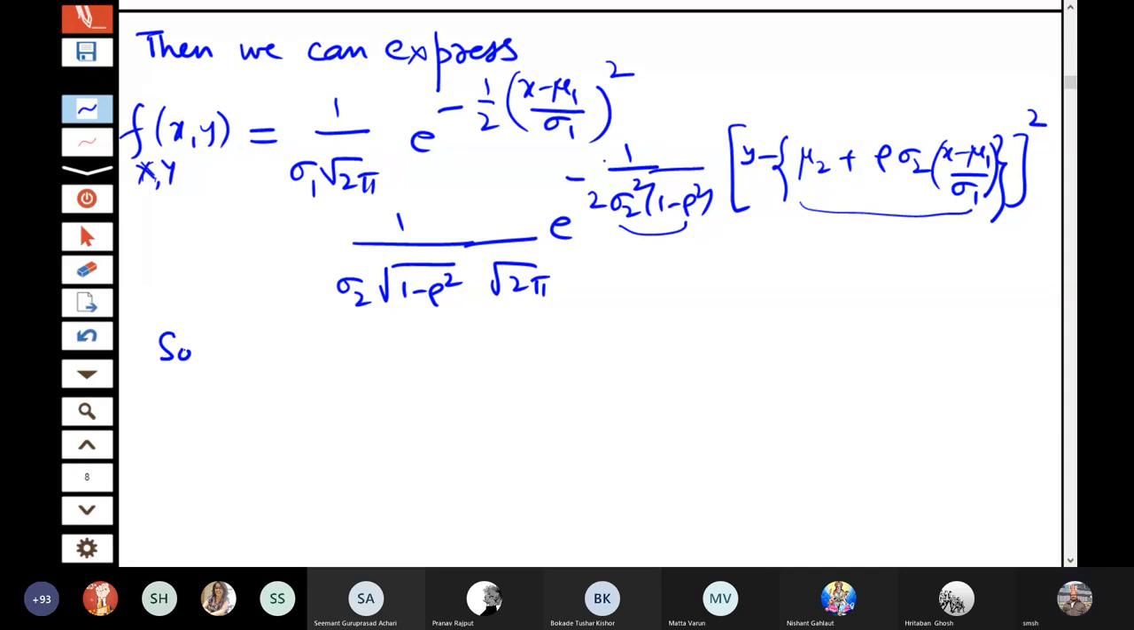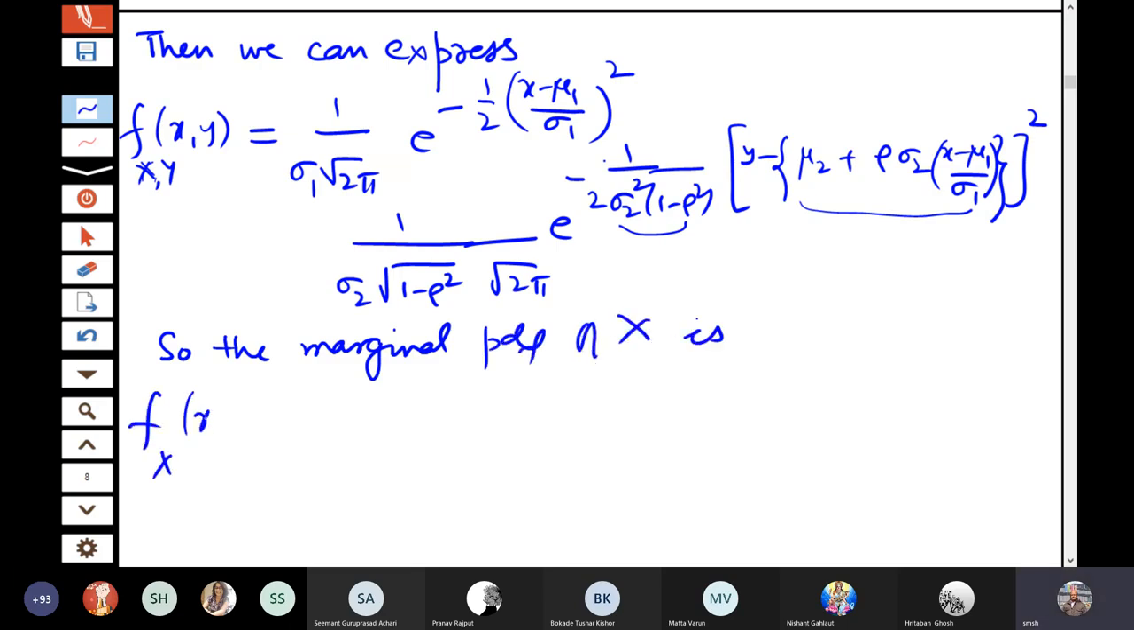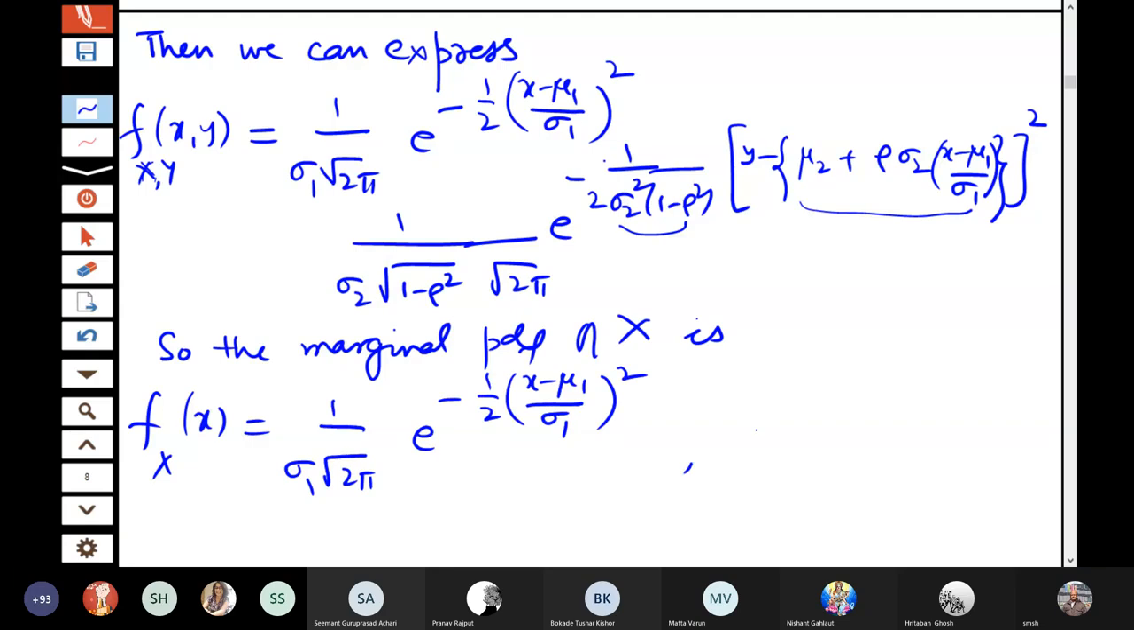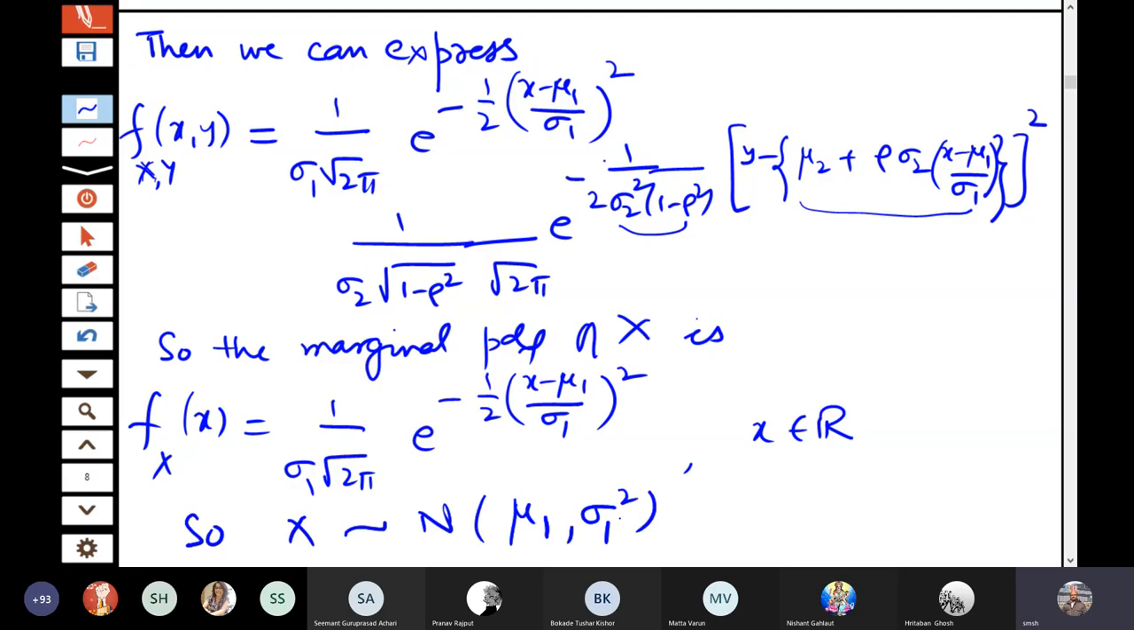So the marginal PDF of x is nothing but the first term that is here. So what you have proved is that the marginal distribution of x is normal with mean mu1 and variance sigma 1 square here.